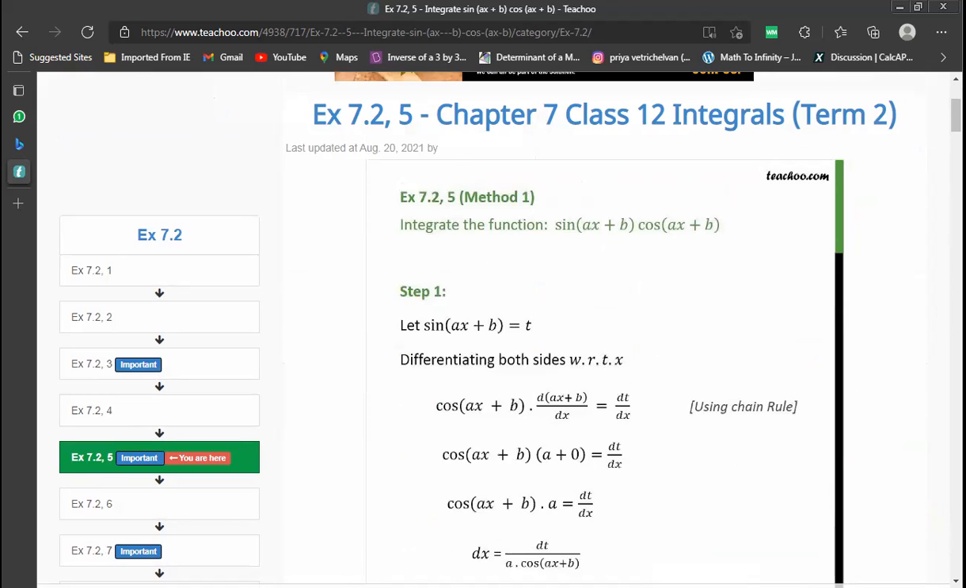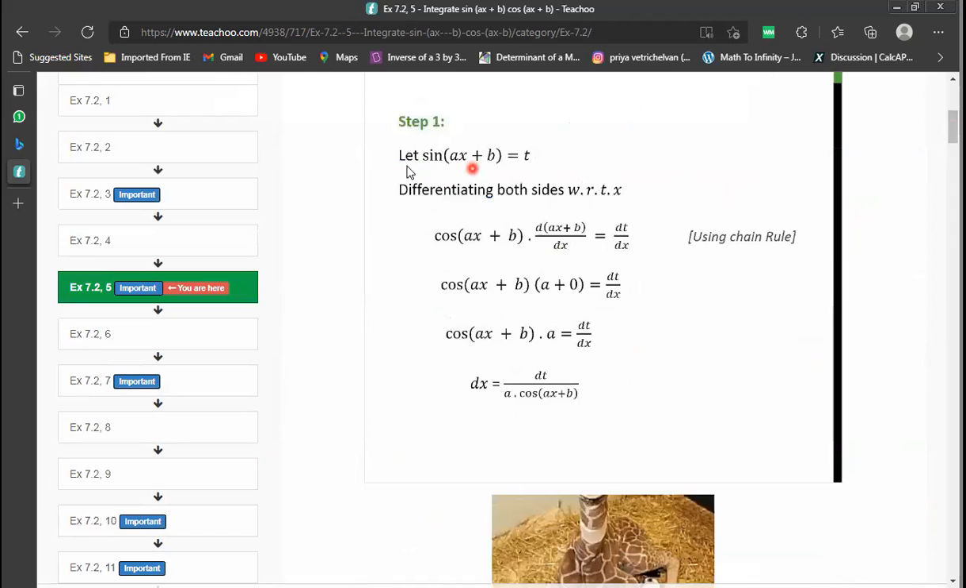When you differentiate sin theta, what is the differentiation of sin theta? It's cos theta, isn't it? Just assign theta as ax plus b. So sin theta differentiation is cos theta. We're done with that. And then you have to differentiate your assumption, and that needs to be multiplied with your answer.